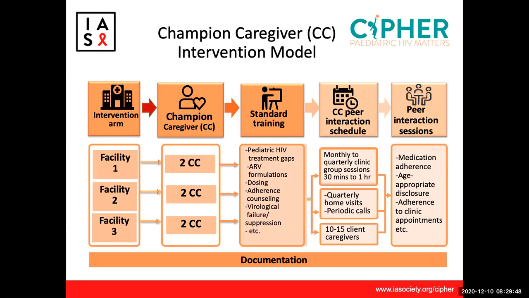And then following the training, these champion caregivers, who are the caregiver mentors, would have one-on-one and group interactions with their peer mentees. The group interactions will hold monthly to quarterly, depending on the clinic schedule for the peer mentees, and will last about 30 minutes to an hour, while the one-on-one peer support will be provided during home visits quarterly or through periodic phone calls. Each champion caregiver will be assigned about 10 to 15 peer caregivers to mentor.